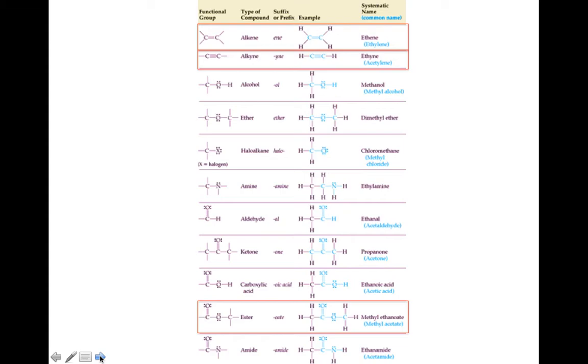Alkynes are hydrocarbons that have triple bonds. An alcohol is a hydrocarbon with an OH group at the end. A carboxylic acid has a COOH ending at the end of the molecule. And an ester has a C double bond O, O, C in the middle of a hydrocarbon molecule. So those five you need to understand.